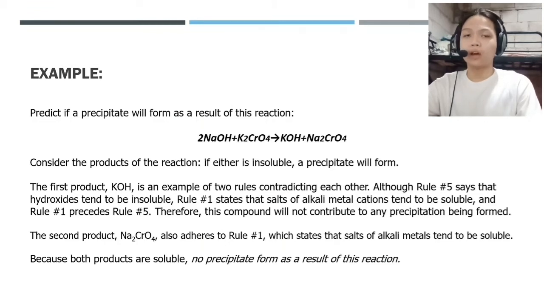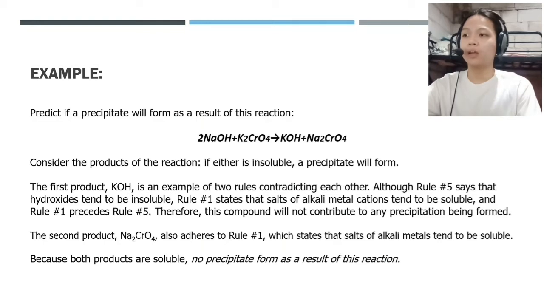The first product, KOH, is an example of two rules contradicting each other. Although rule number 5 says that hydroxides tend to be insoluble, rule number 1 states that salts of alkali metal cations tend to be soluble, and rule number 1 precedes rule number 5. Therefore, this compound will not contribute to any precipitation being formed.